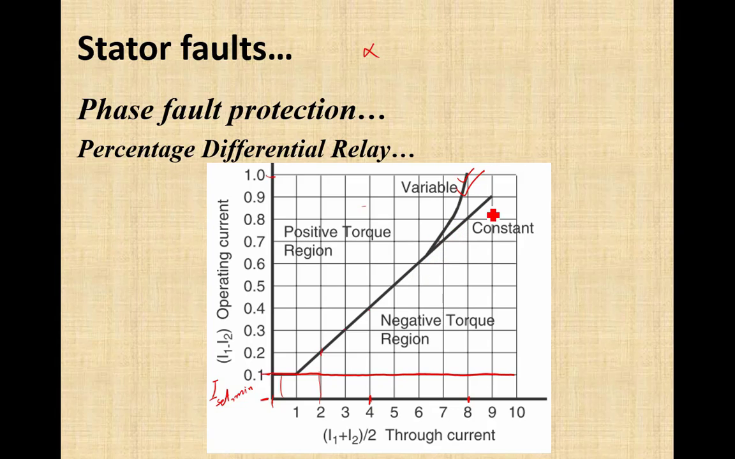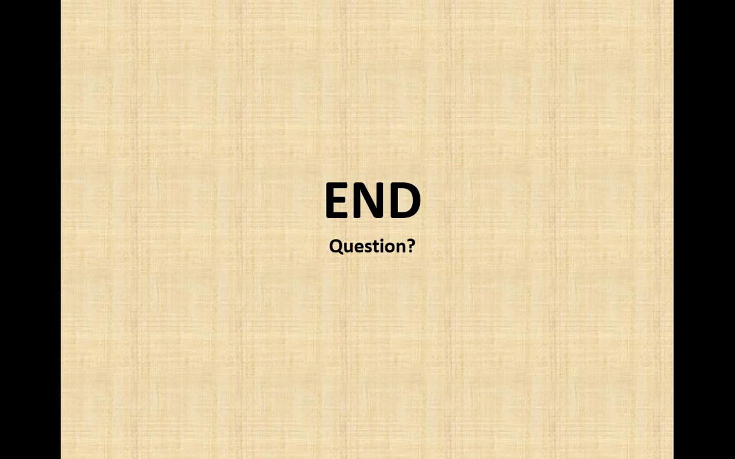Initially if it was fixed, then it will become, the percentage will keep on increasing, because the possibility is there that due to such a high through current the CT may get saturated. So that's why in those applications where CT saturation could be a problem, instead of using a fixed percentage differential relay, we can use a variable percentage differential relay. That is the end of the lecture.